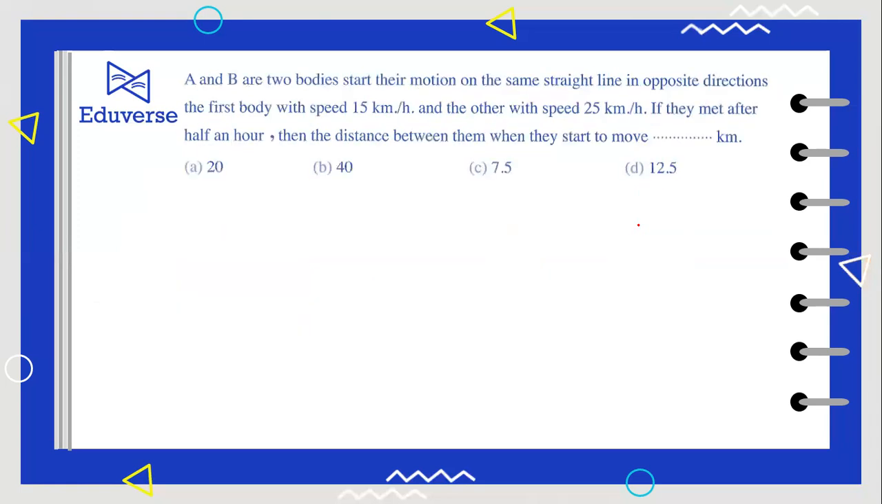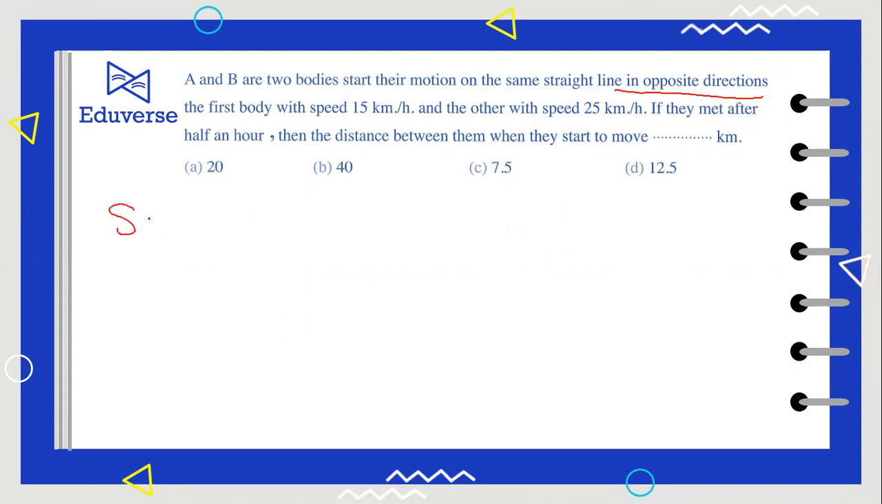Next, A and B are two bodies that start their motion on the same straight line in opposite directions. The first body with a speed 15 km per hour and the other with a speed 25 km per hour. If they met after half an hour, then the distance between them when they started to move equals how many kilometers? The initial distance between them equals what?